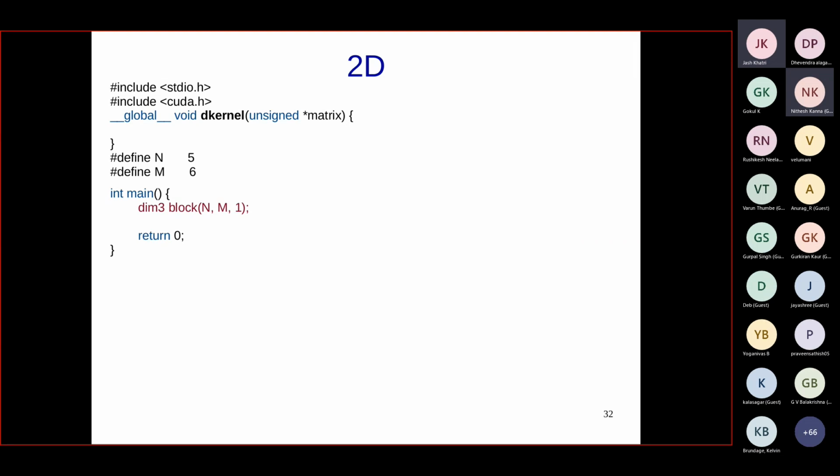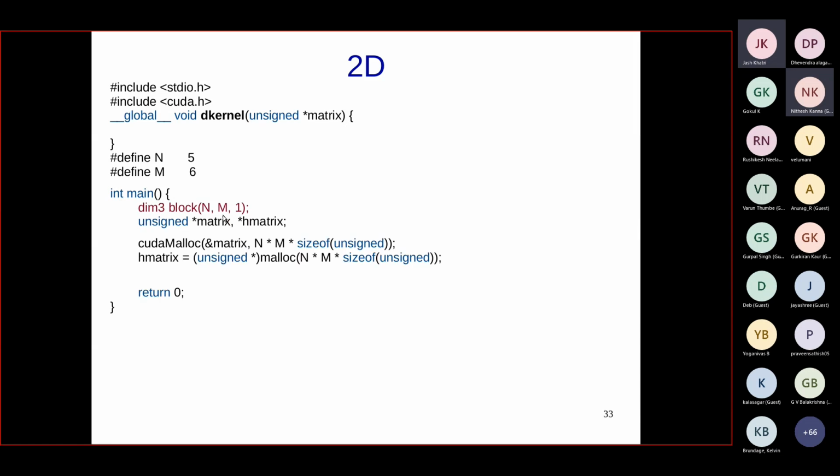Now let us see how this 2D computation is being done on the matrix. For that, let us take this sample program. We have #define N 5 and #define M 6, and we are defining this variable called block using the dim3 data structure with x dimension as N, y dimension as M, and z dimension as 1. So essentially we have a two-dimensional block with x dimension of size 5 and y dimension of size 6.